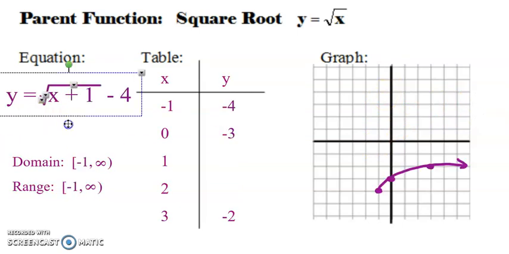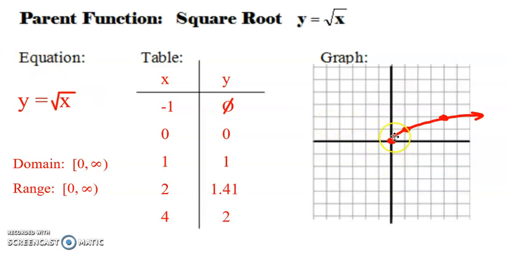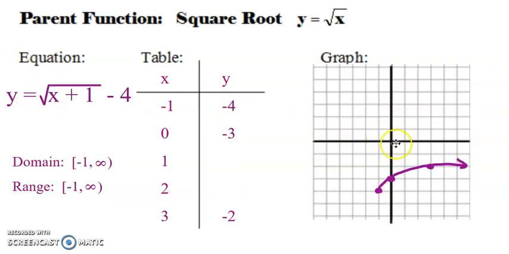So if we've got a couple shifts in here, square root of x plus 1, and then minus 4, we end up with these three points here. We've got the same three main points, but now they're down at (-1, -4), (0, -3), and (3, -2). So we notice that our original parent function has now shifted left 1 and down 4.